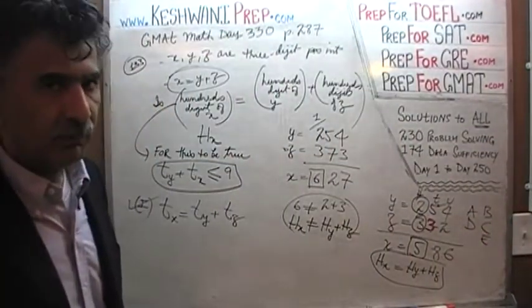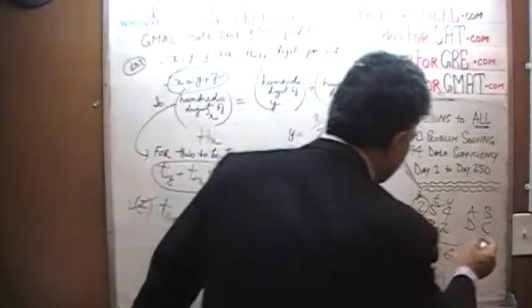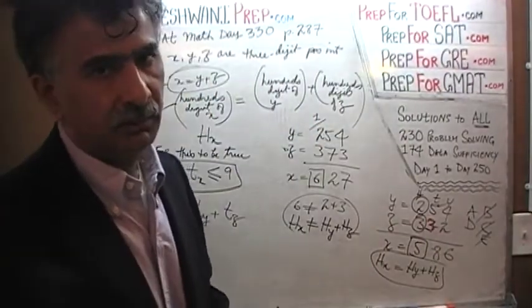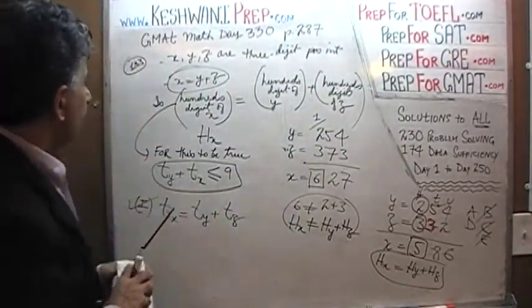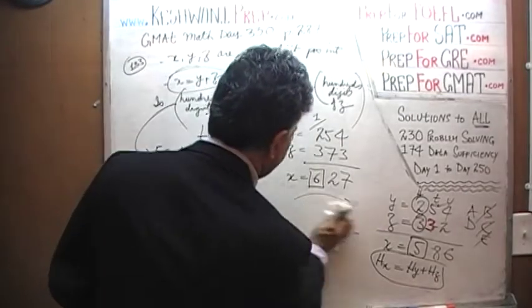ADBCE. Now that we established that the first statement by itself is enough, we know now that the answer cannot be B, C, or E. It would have to be either A or D. Let's look at the second statement. Where can we put the second statement? Let's squeeze the second statement here.